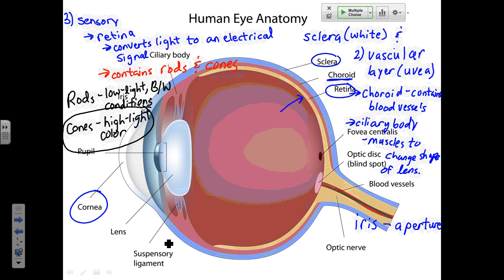But anyway, people that are colorblind are missing one set or more of these cones. They don't have them, or they don't function properly.